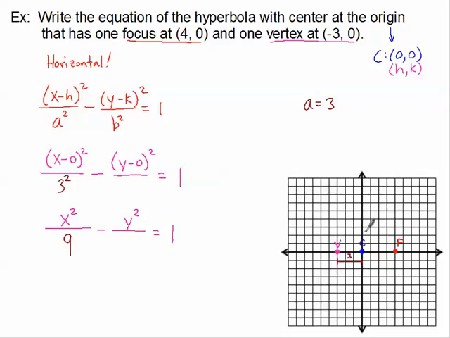Unfortunately, we don't know what b is. We don't have any asymptotes. We don't have anything up and down here. So the only other piece of information we have is what the value of c is.